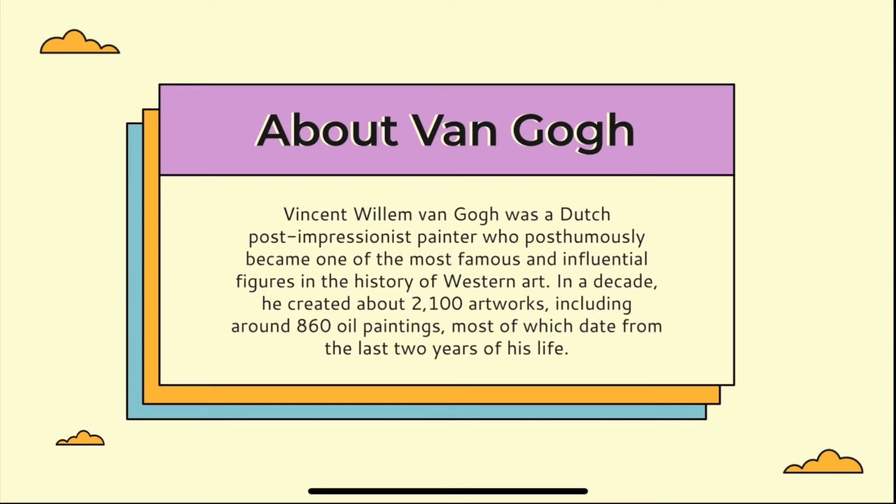So about Van Gogh. Vincent William van Gogh was a Dutch post-impressionistic painter who posthumously became one of the most famous and influential figures in the history of Western art. In a decade, he created about 2,100 artworks, including around 600 oil paintings, most of which date from the last 2 years of his life.